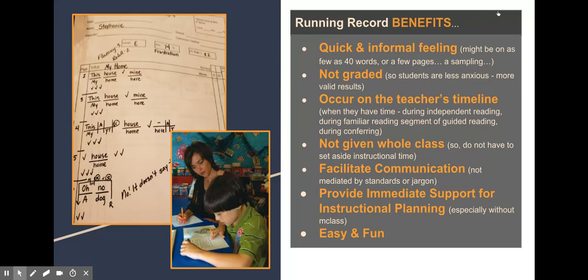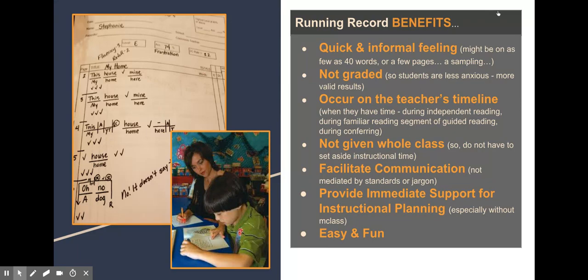They are not given whole class, so you don't have to set aside instructional time to do them. They happen during independent reading or at the beginning of guided reading. They facilitate communication, and they aren't mediated by standards or jargon. So you can talk to parents about them, and they understand, and they are impressed, as they should be, that you really know their student, their child.